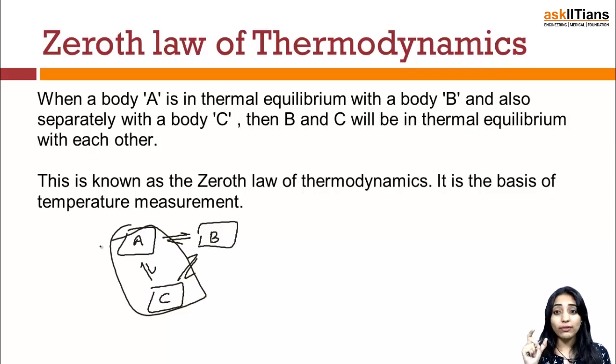For example, when we use a mercury thermometer, which was used in the earlier days, the basic working principle of that mercury thermometer is the same as the 0th law of thermodynamics, where the mercury in the glass is brought in contact with your body. So the body gets in thermal equilibrium with mercury, and hence it rises in level, and you are able to measure the temperature in the thermometer.